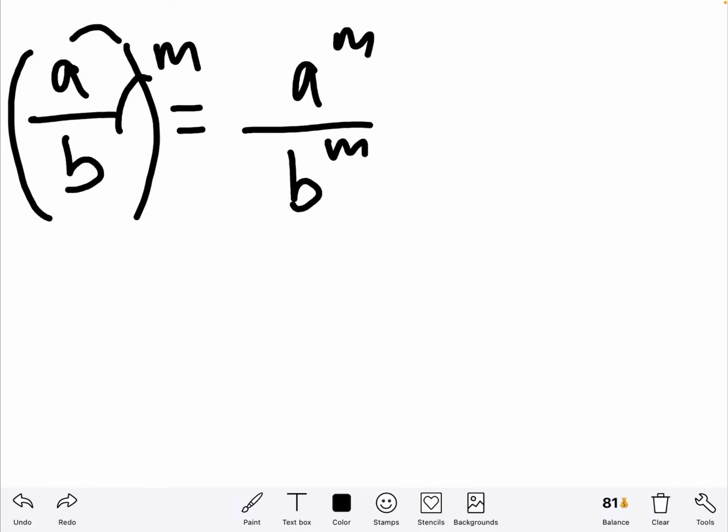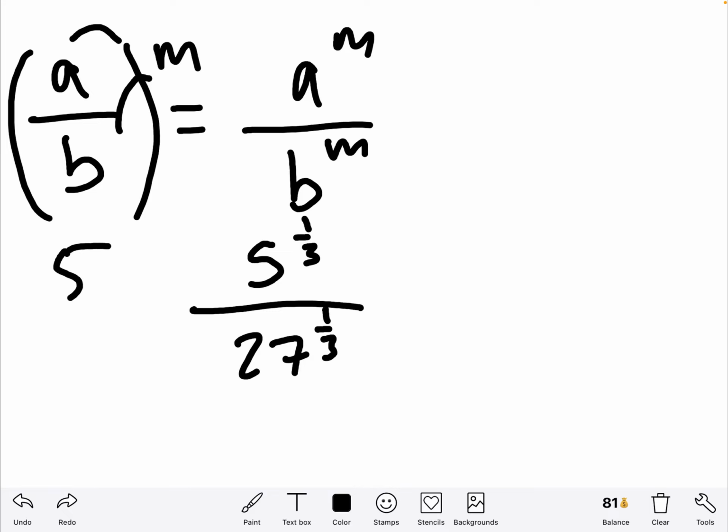Next one. A over B, right? So like our multiplication one where we distributed, it's going to be just like that. We're going to distribute. So you have AM over BM. That's what that equals. We're not going to subtract or anything like that, which is where that can get confusing, but just know if you have different numbers, you're not going to subtract. So we have 5 to the 1/3 over 27 to the 1/3. And this will look like this.